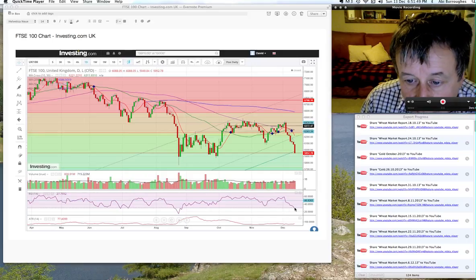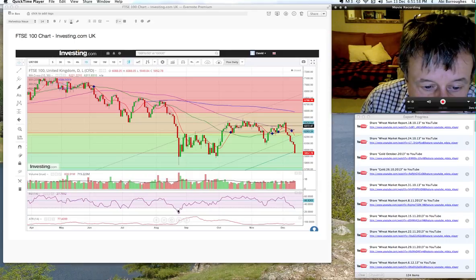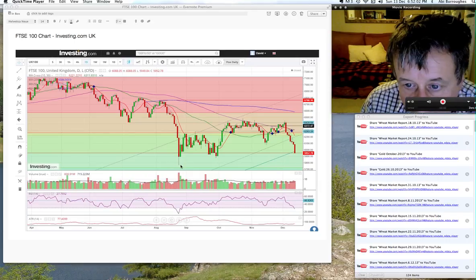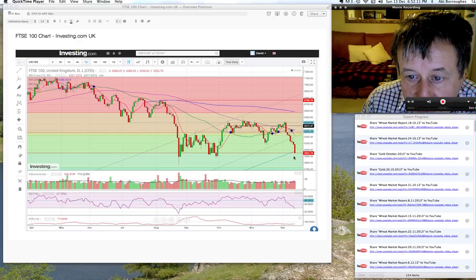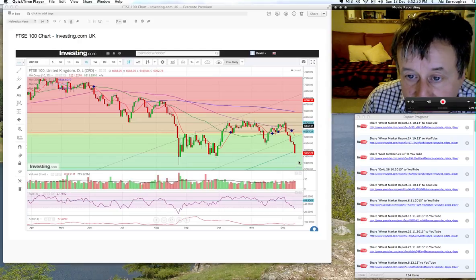We are popping down into oversold territory at the moment, falling below the 30 mark on the RSI. This was last seen at the end of August. You can see the swing low at the end of August just above 5,800. Obviously we've got minor support back in here at 5,900. If we break that, I see no reason why we don't come down to test 5,800, 5,700 in the near term.